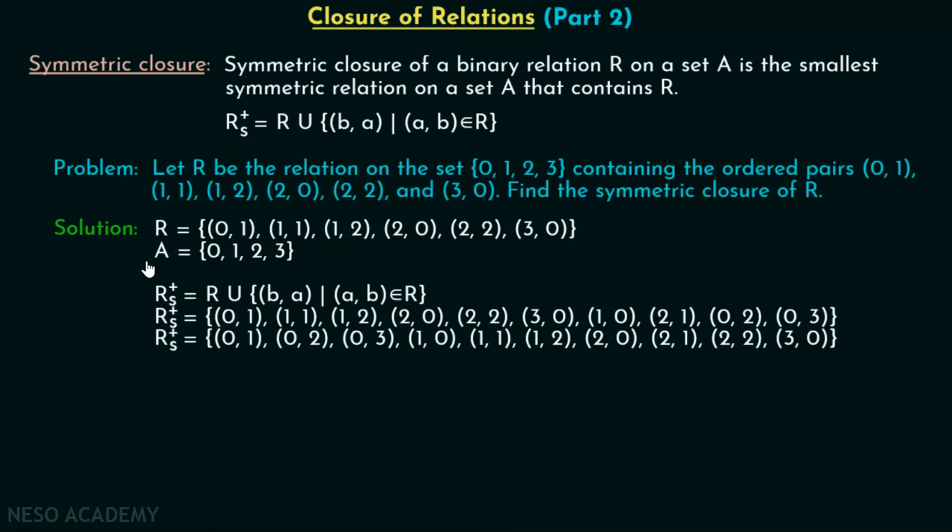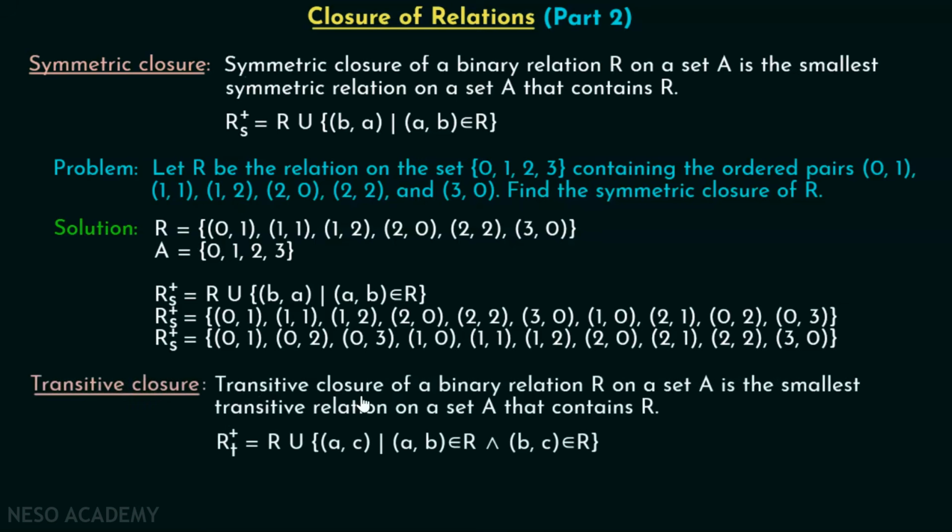Now we will discuss what is transitive closure. Transitive closure of a relation R on a set A is the smallest transitive relation on a set A that contains R. Quite obvious, right? We know that in case of symmetric closure, we are considering the smallest symmetric relation. Here we must consider the smallest transitive relation.